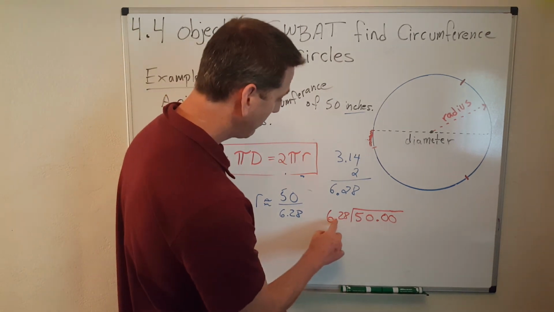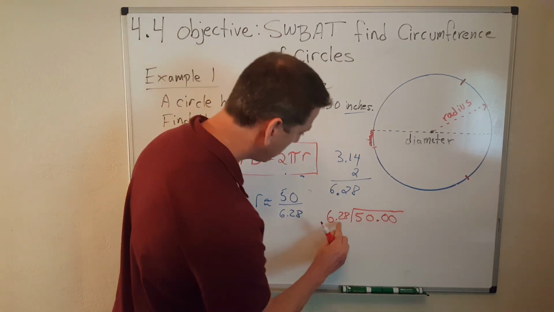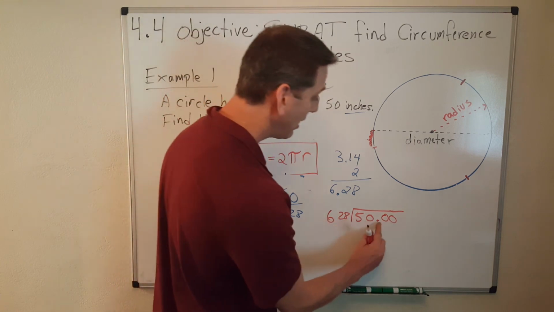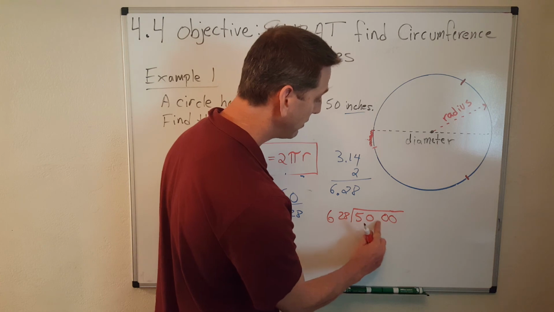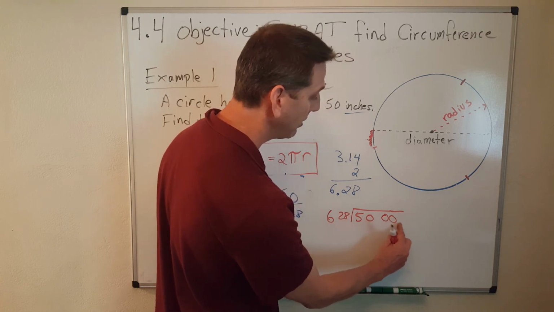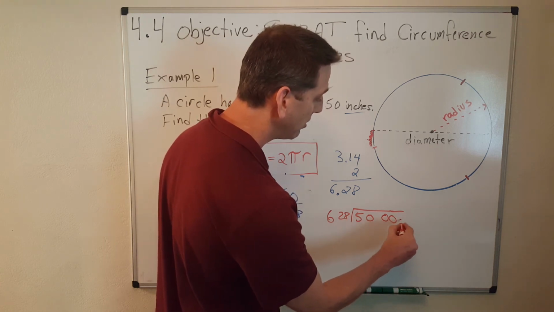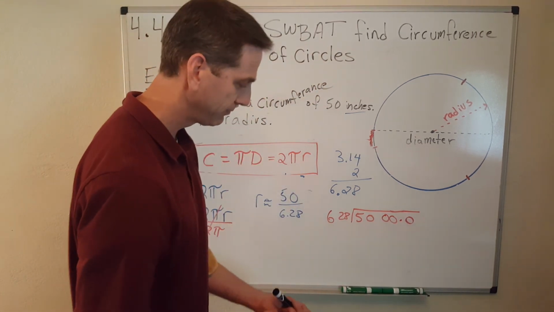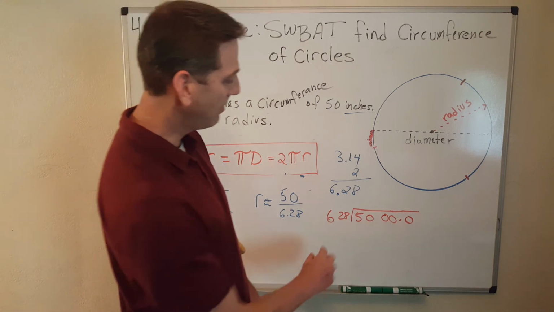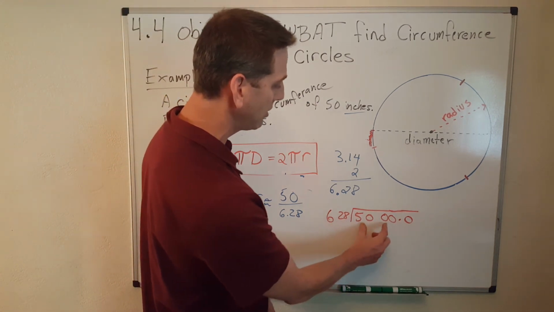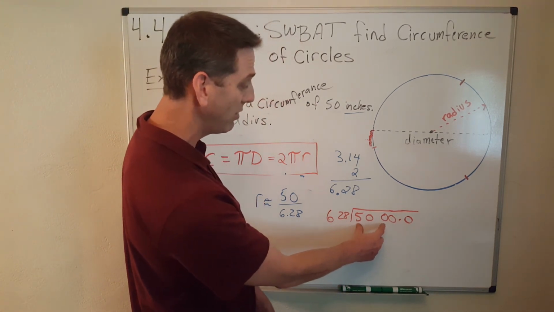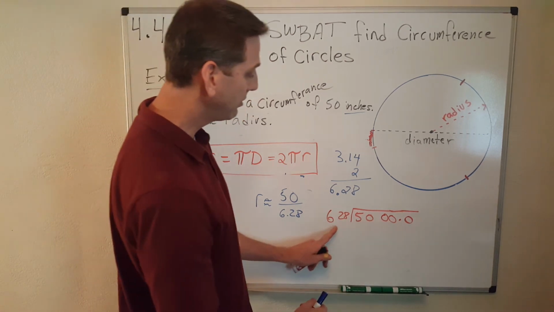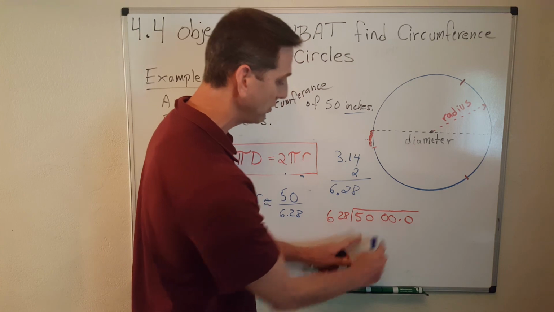So I'm going to go ahead and move this guy over 2 places, 1, 2, so he becomes 628. And now I got to move him over 2 places, 1, 2, so he becomes 5000, the decimal's right there. All right, so how many times does 628 go into, well, it won't go into 500, will it? How many times will 628 go into 5,000?